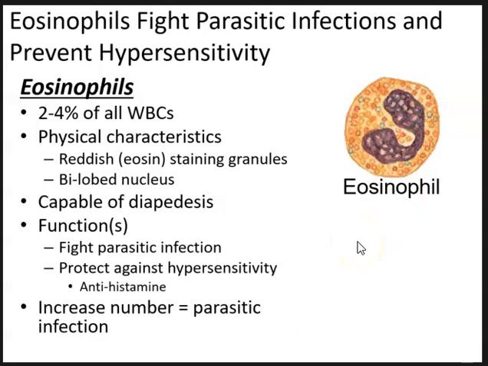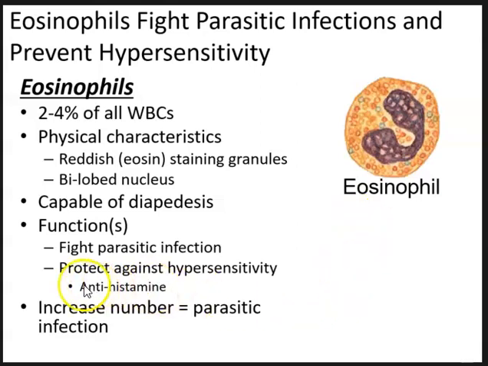Also, they are capable of diapedesis, again leaving the blood to enter tissues to fight off infection. Now, when I think of eosinophils, I mostly think of parasitic infections. So eosinophils are predominant in parasitic infections. They also help protect against hypersensitivity or allergic reactions by releasing antihistamines. Now, when we do a cell differentiation or cell count, a CBC, if we can see a high eosinophil count, usually we can suspect the patient has a parasitic infection.